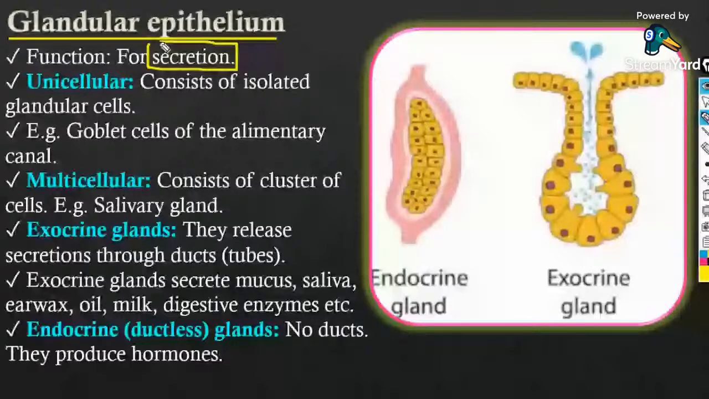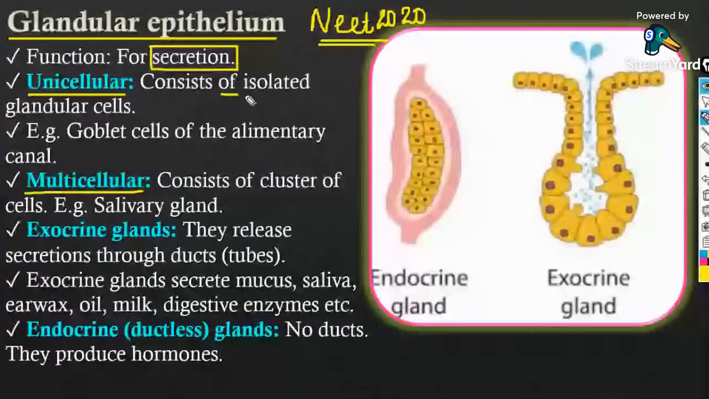Glandular epithelium can be unicellular. NEET 2020 question is what we are going to discuss right now. Glandular epithelium can be unicellular or multicellular. Unicellular means it consists of isolated glandular cells, for example, the goblet cells.